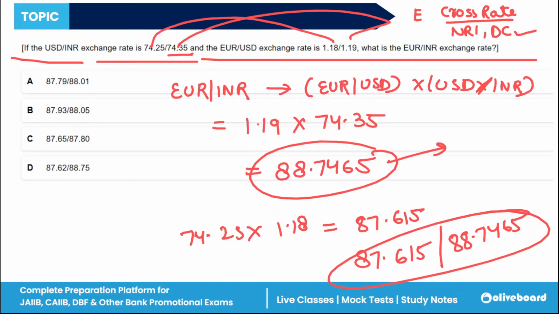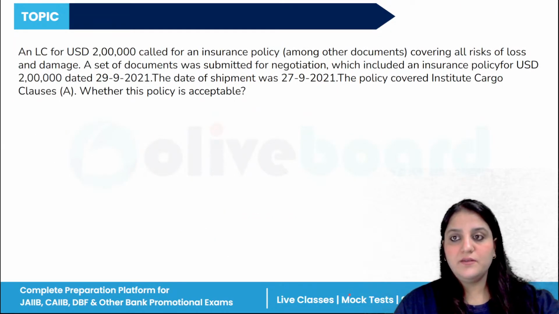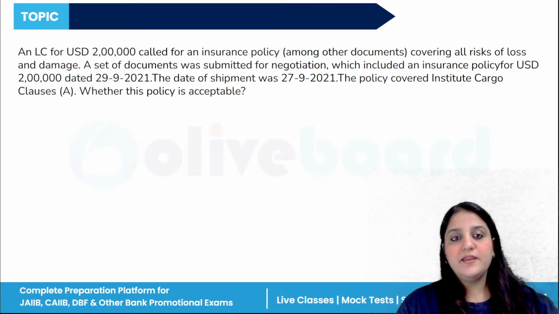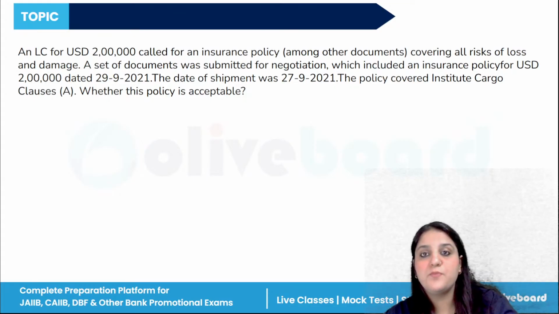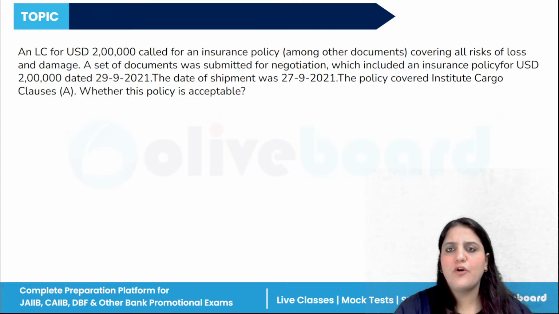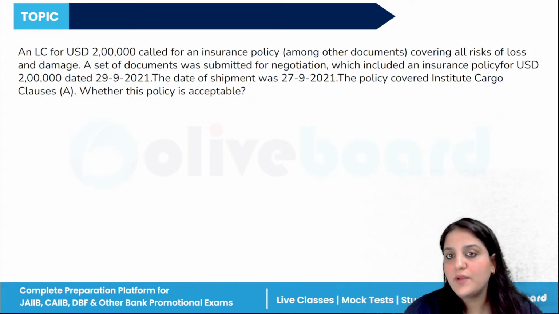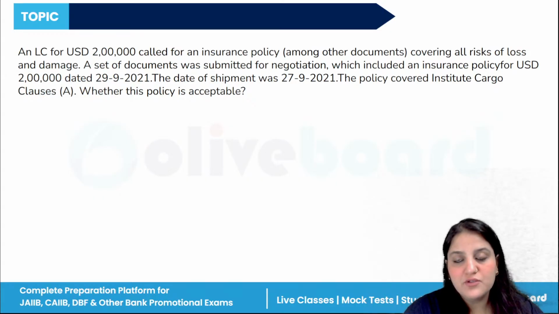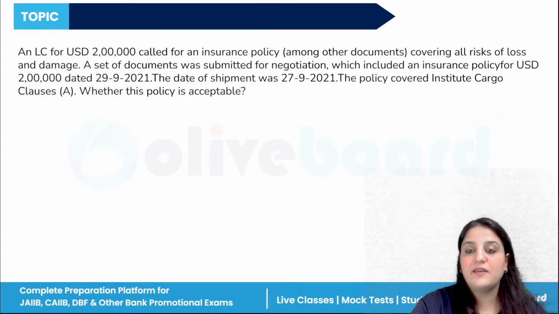Now let's do some case studies. We are on this case study that there is an LC for US dollar 2 lakh, which requires an insurance policy covering all the risk of loss and damage. But the set of documents submitted for negotiation included an insurance policy for US dollar 2 lakh, dated 29/9/2021. The date of shipment was given. The policy covered Institute Cargo Clauses. Whether this policy is acceptable or not?